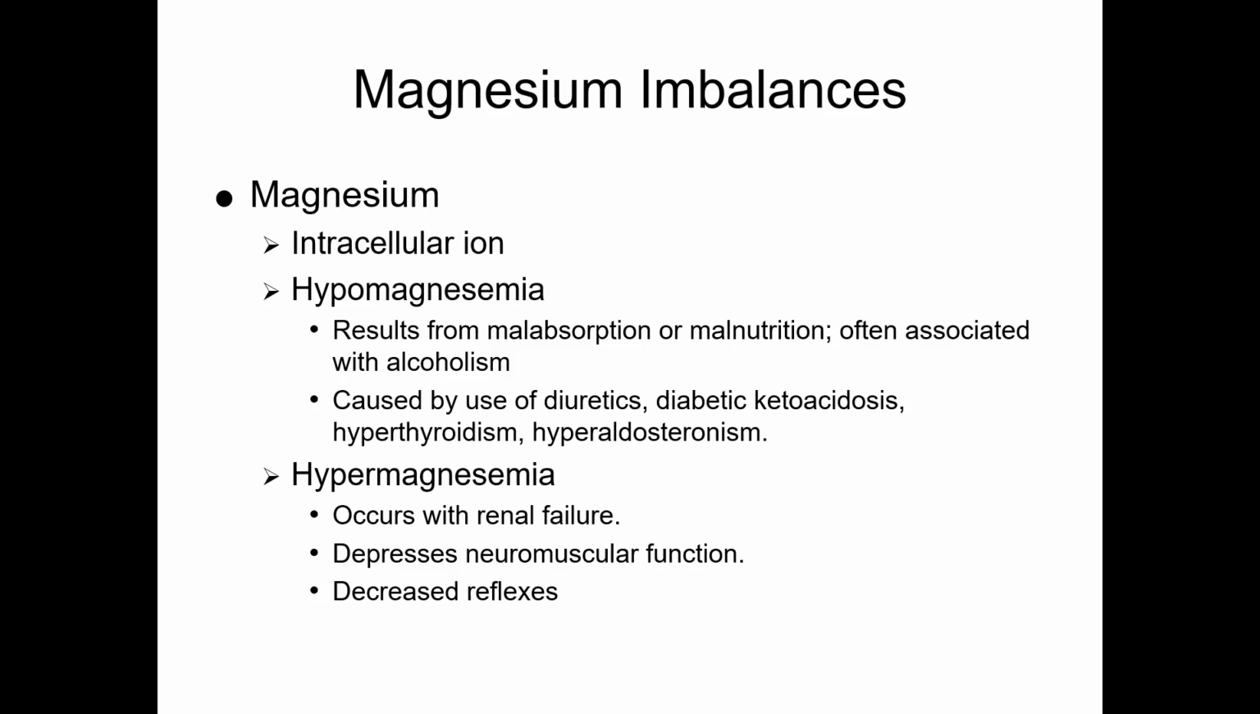Hypomagnesemia results from malabsorption or malnutrition, and we often see it in clients that have chronic alcoholism because sometimes they fail to eat and they'll just drink. Causes of hypomagnesemia include use of diuretics, diabetic ketoacidosis, hyperparathyroidism, hyperaldosteronism. The effects of hypomagnesemia: neuromuscular hyperirritability, tremors or chorea, which are involuntary repetitive movements of the hands, insomnia, personality changes, increased heart rate with arrhythmia.